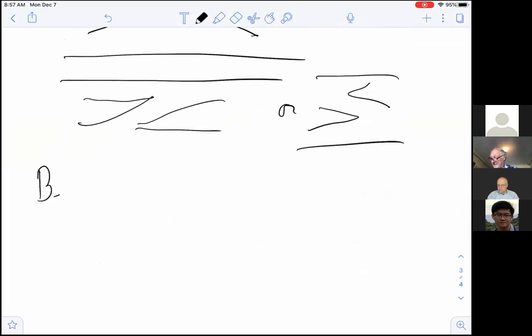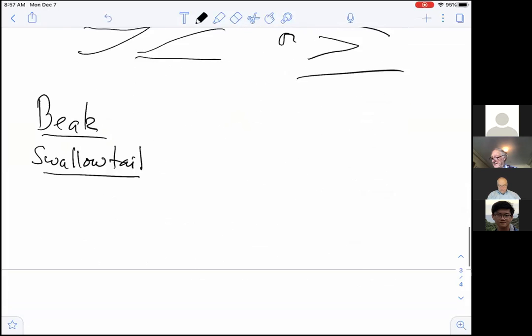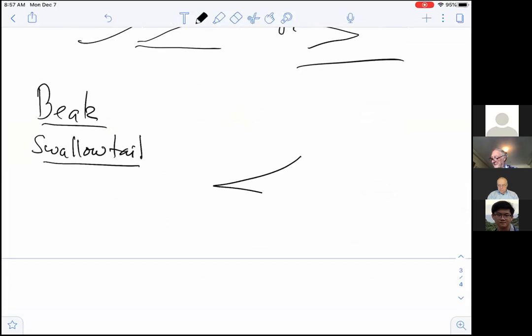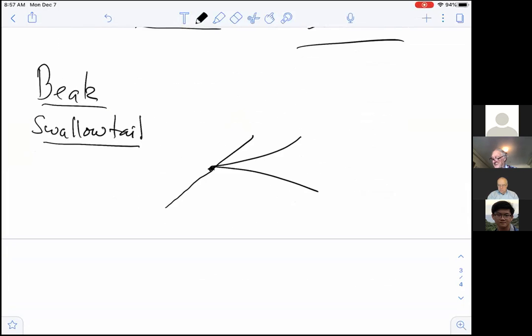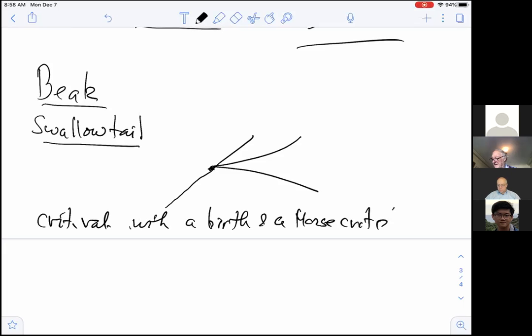A beak, and then a swallowtail, which I'm not going to use today, so I won't say much about it, but let me just remind you what they are. A beak is when you have the codimension 2 stratum where you have a birth or a death, and you have another critical point at the same level. So we have a critical value with a birth and a non-degenerate Morse critical point in the pre-image.